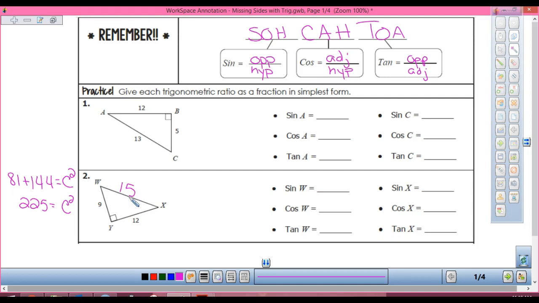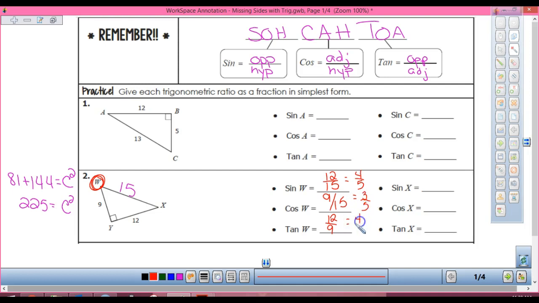Okay? So sine of W means that we're going from W, right? Opposite over hypotenuse, what's opposite? 12 over 15. So cosine would be adjacent over hypotenuse, and tangent's going to be opposite over adjacent. Can I reduce any of these? 12 over 15 reduces to 4 fifths. 9 fifteenths goes to 3 fifths.